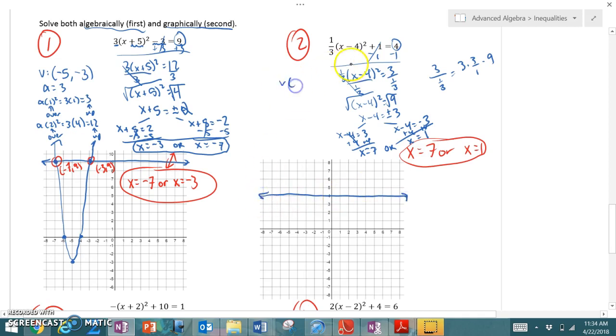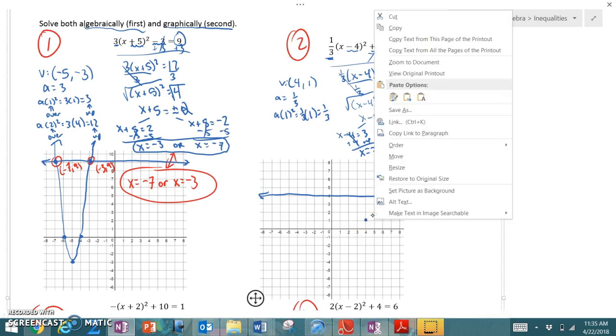Find my vertex, which is at negative 4 here, so 4 to the left, plus 1 means go up 1, so I go over 4, up 1. I figure out my a value, which is the number in front, which is 1/3. a times 1 squared is 1/3 times 1, which is 1/3. So I actually go over 1, up 1/3, which isn't very much.